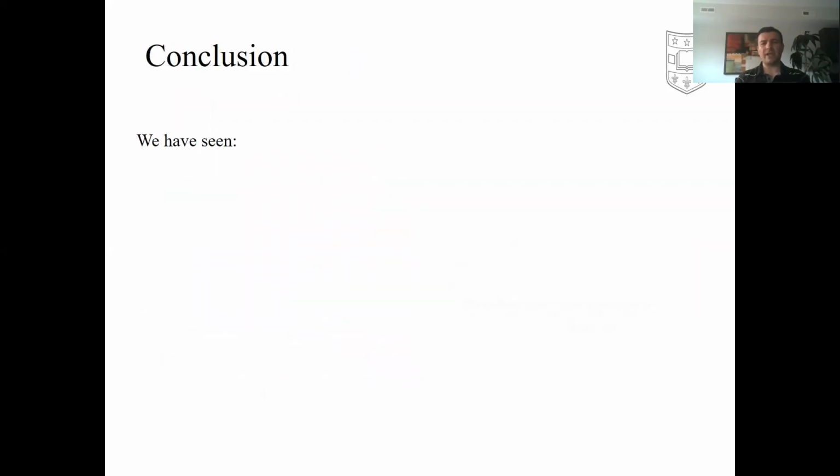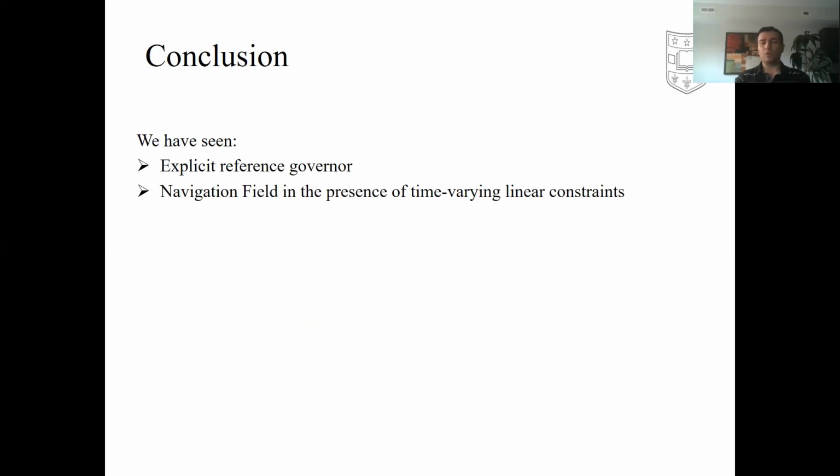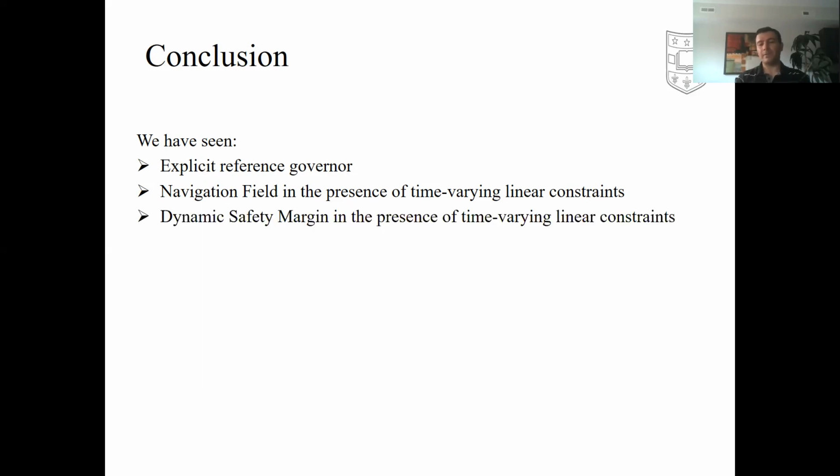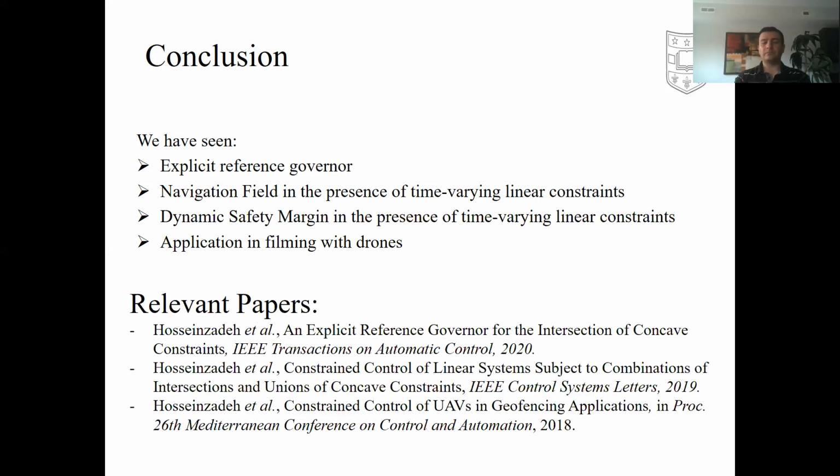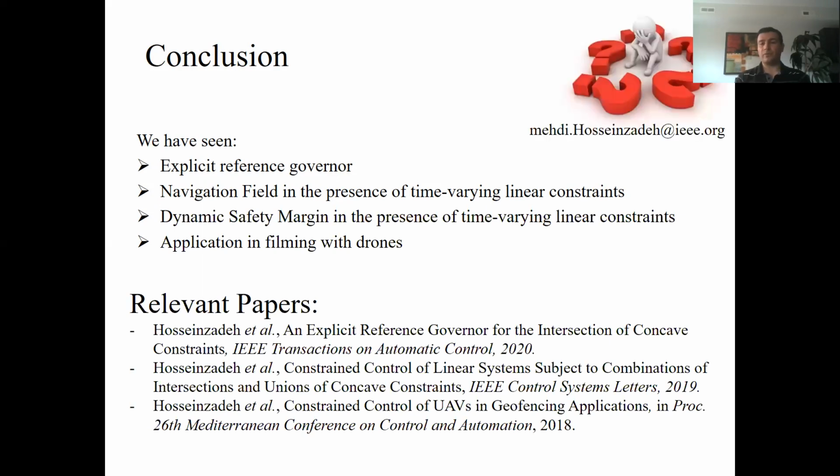In this presentation, we have seen the explicit reference governor and two of its components. The first one is the navigation field, how we can build a navigation field in the presence of time-varying linear constraints, and the second is how we can build the dynamic safety margin in the presence of time-varying linear constraints. We have seen also some simulation results in drone applications. Here are some relevant papers to study the details of the explicit reference governor.